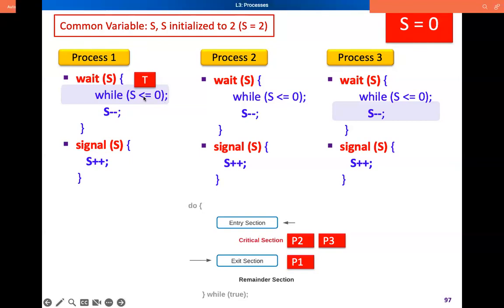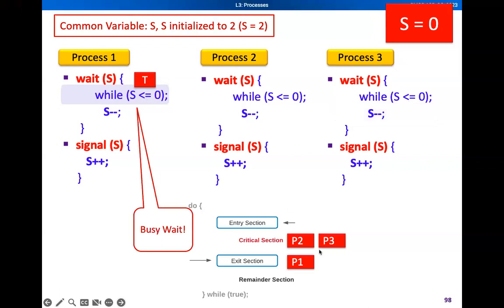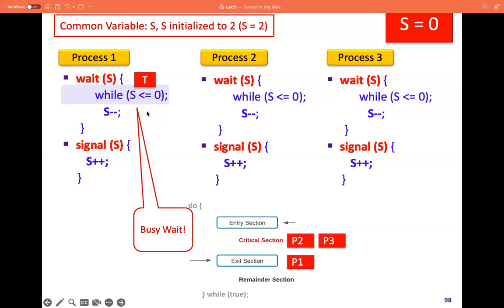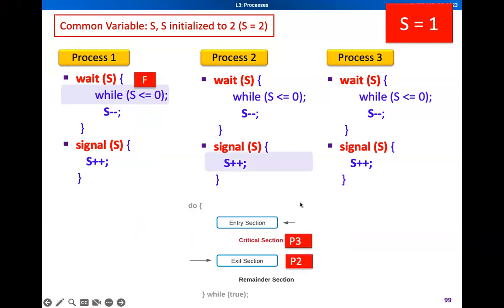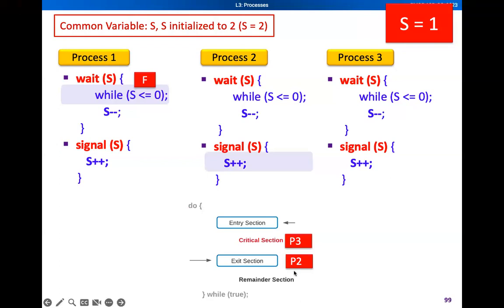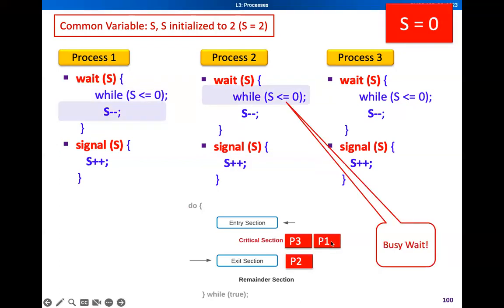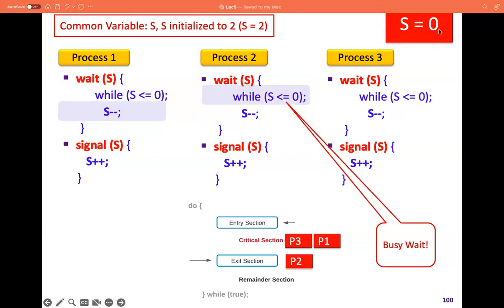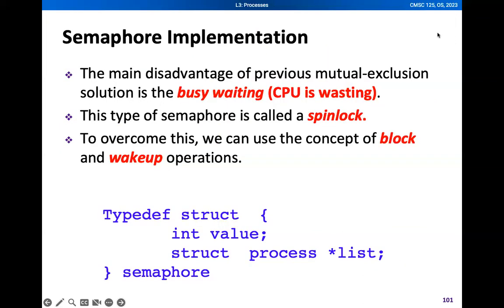Since S is equal to 0 and P1 also wants to enter its critical section again, but at this time there are no available resources, P1, or process 1, has to wait. Okay, so assuming P2 is done, P1 can also enter the critical section since we now have an available resource.